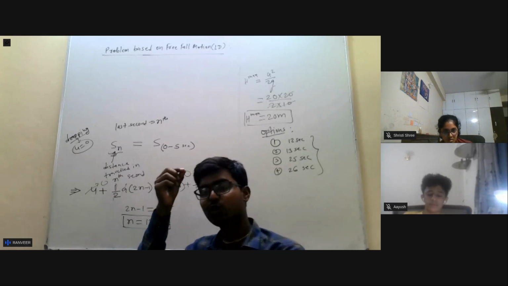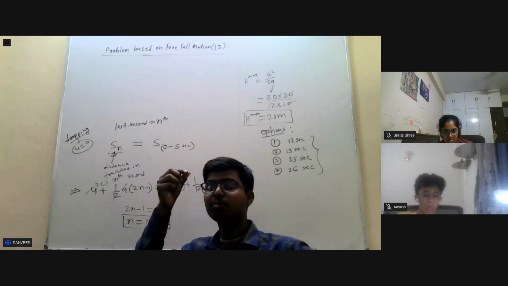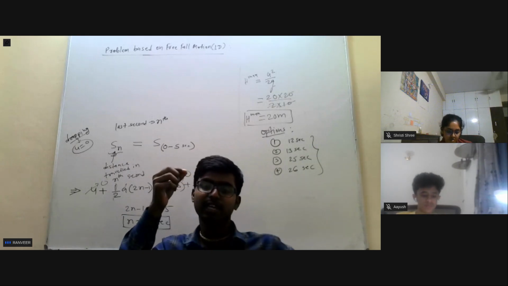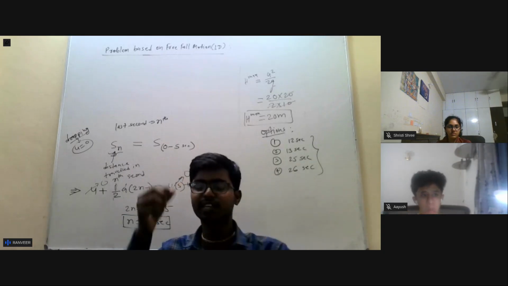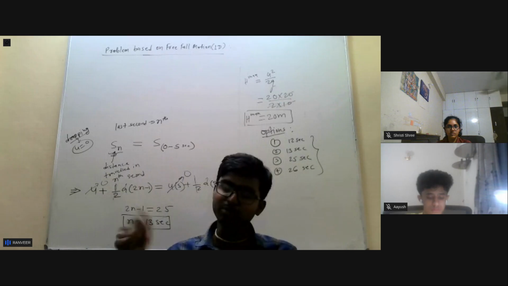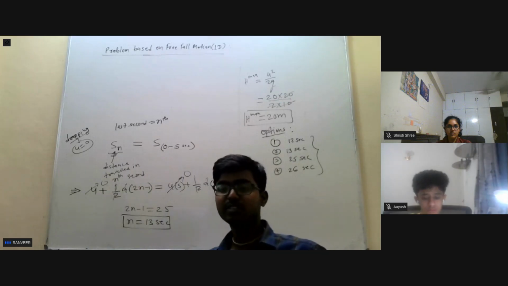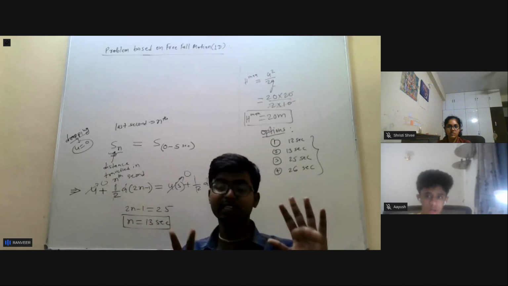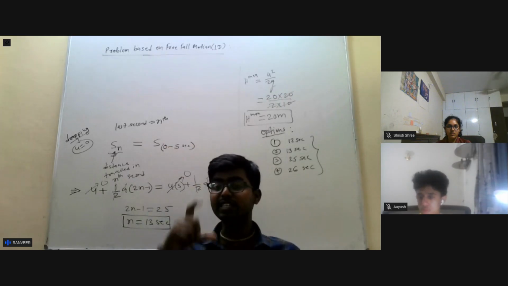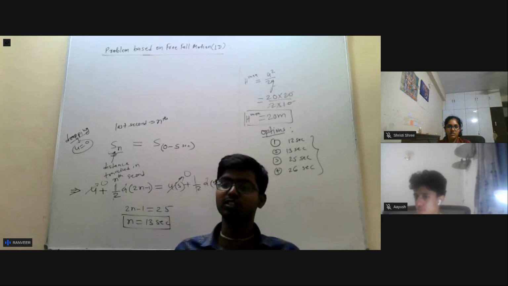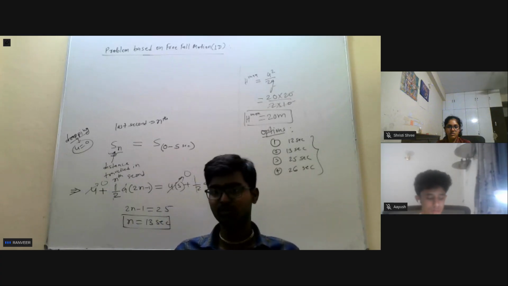So the first question is asking what is the distance the first drop has traveled, if the interval between each drop is 1 second. The second is the same problem. When the seventh drop leaves the tap, what is the distance between the third and fourth drop? Got it?